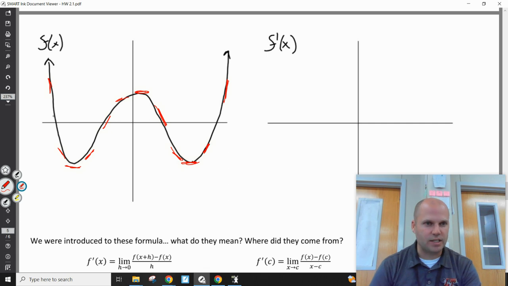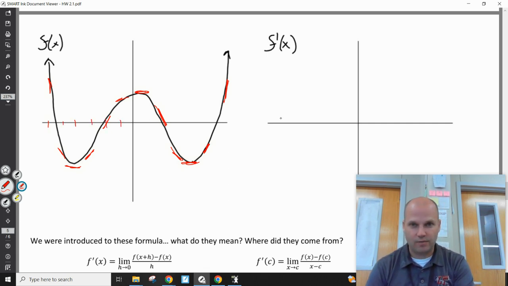If you want to start putting some tick marks down, like 1, 2, 3, 4, 5, 6, I'd have to go 1, 2, 3, 4, 5, 6.